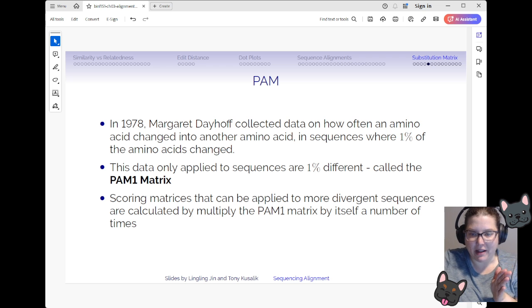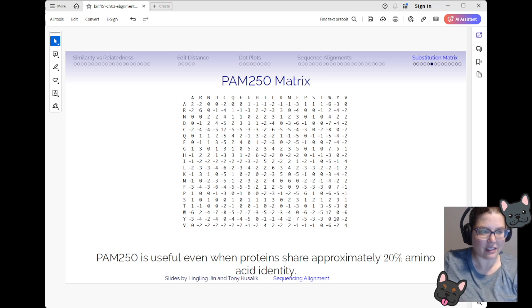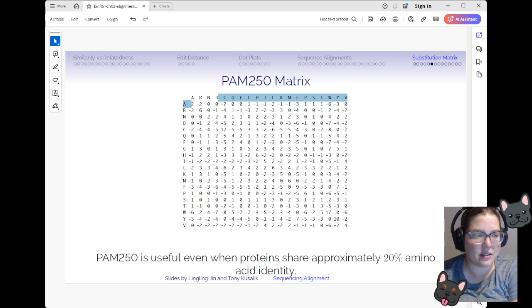And as you multiply that out, we'll get into things like PAM250, which are for sequences that are more divergent. So here's an example of the PAM 250 matrix. This uses the single letter codes for all of our amino acids and goes through and says, here's the match value. So you'll see even the match value is not consistent for each amino acid. And then all of the different mismatch values for that amino acid.